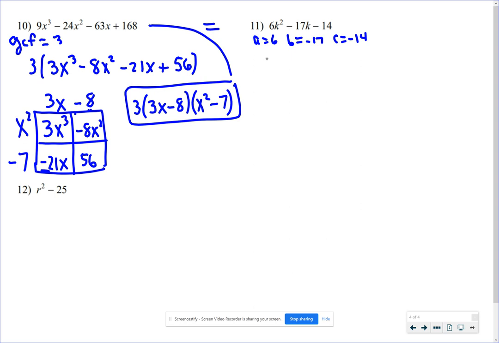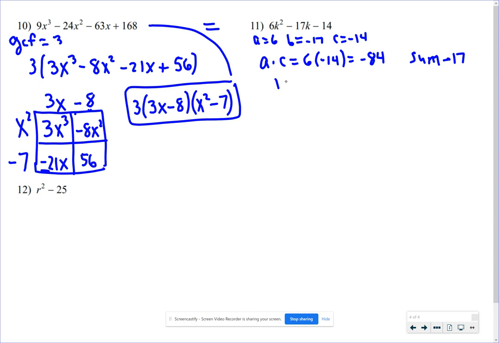So what I'm now going to do is calculate A times C. 6 times negative 14, which is, calculators are awesome, negative 84. I need to find a factor pair of negative 84 that has a sum of negative 17. I need 2 numbers that multiply to create negative 84, but add up to negative 17, right?